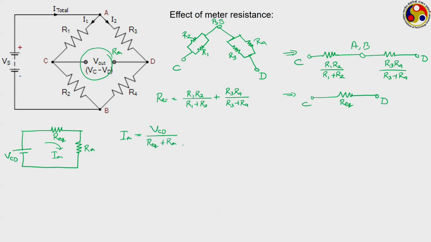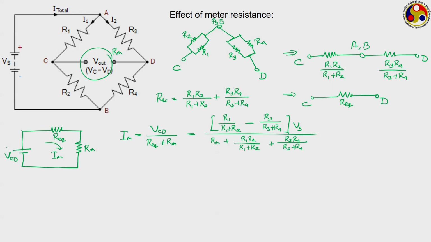R equivalent plus Rm, and the expression for VCD was developed in the previous slide, which was R1 by R1 plus R2 minus R3 upon R3 plus R4, into Vs, divided by Rm plus R equivalent, which is R1 R2 by R1 plus R2 plus R3 R4 by R3 plus R4.